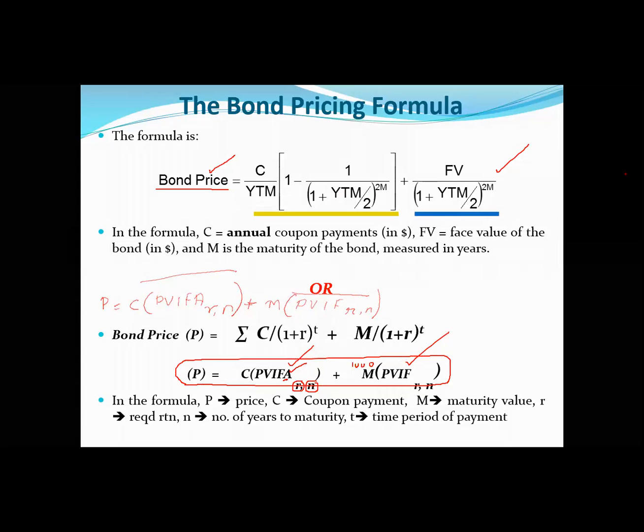Are you there? All of you? Yeah, Rohit, can you tell me the difference between present value interest factor annuity and just present value interest factor? So C is like initial payment, and M is a maturity. No, I know that. C is coupon payments, M is maturity. I'm asking you what you mean by annuity, present value interest factor annuity, and only present value interest factor.